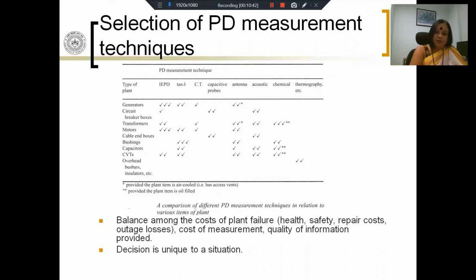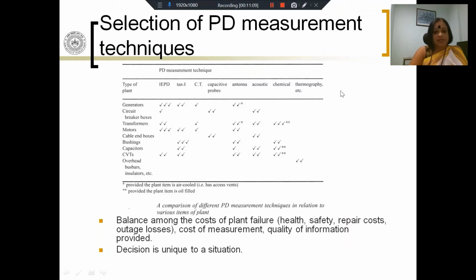The selection of the PD measurement technique depends on many factors. One thing that we have to keep in mind is there are certain techniques which are better suited to certain equipment, certain scenarios, and most of the time, the use of just one technique is not going to be sufficient for you to be able to locate and detect with any degree of confidence the fault in an equipment.